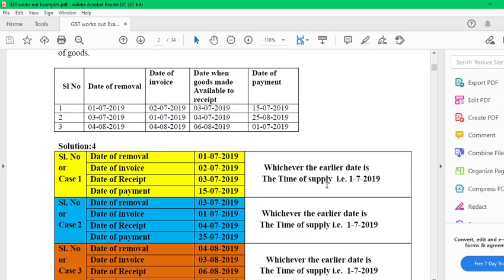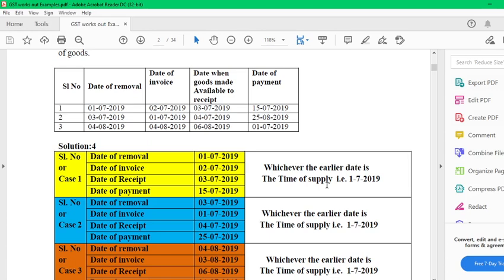The earlier date is known as 1/7/2019, the date the goods were removed from the godown. Therefore, the earlier date, or time of supply, is 1/7/2019. Come to the second transaction.